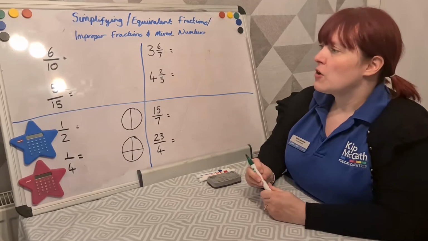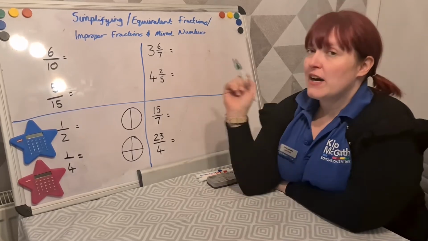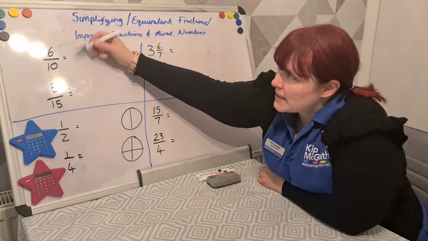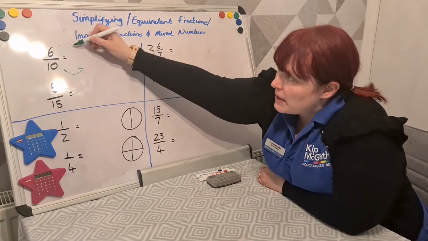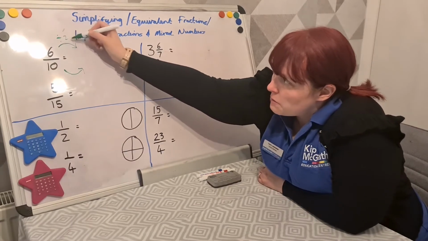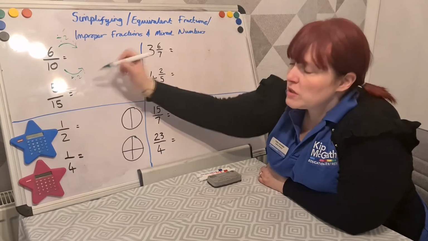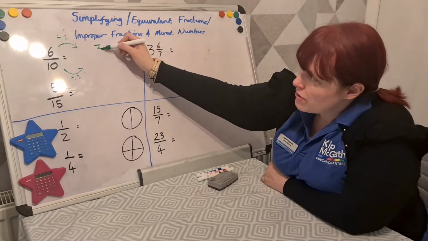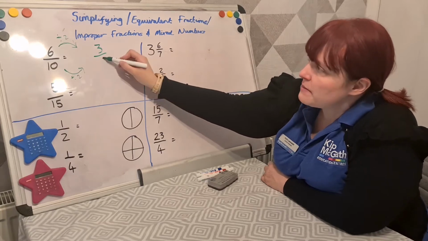So what we're looking at is how can I simplify 6 over 10? So what number can I divide the top and the bottom by? Well, they both divide by 2, and this is how I draw it for the children. Divide by 2, divide by 2, to show them they've got to do it to the top and the bottom. So 6 divided by 2 is 3, 10 divided by 2 is 5.